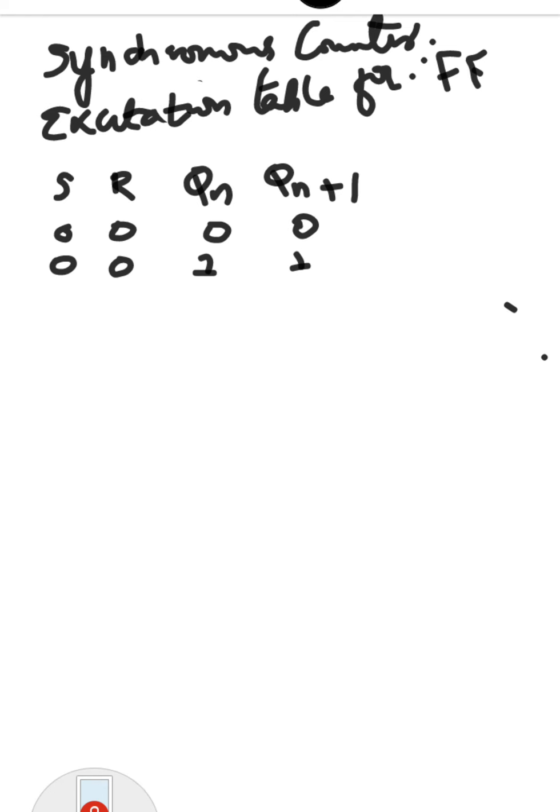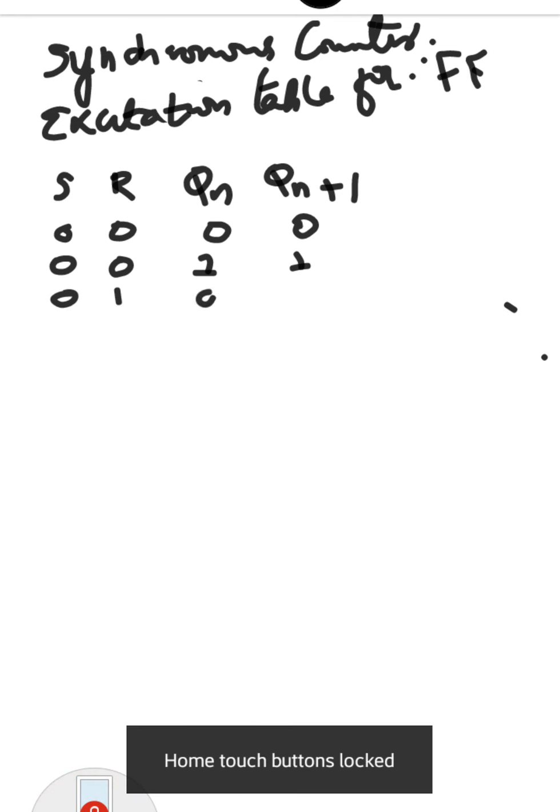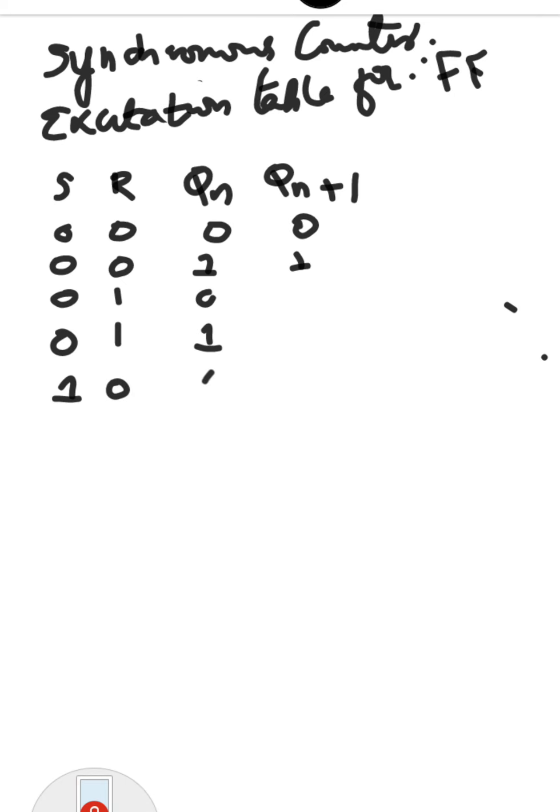So I'll write all the combinations. 0 1, previous state was 0, what's the new state? 0 1, previous state was 1, what is going to be the new state? 1 0, previous state was 0, what's the new state? 1 0, previous state was 1, what's the new state? And 1 1 condition, what is going to happen in SR flip-flop?